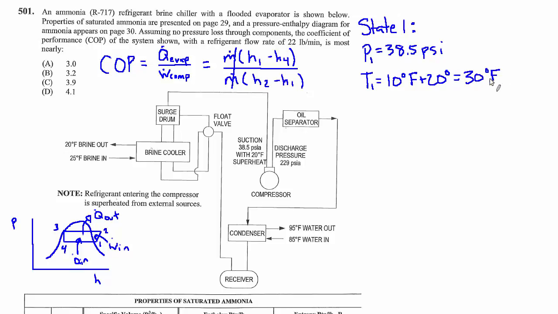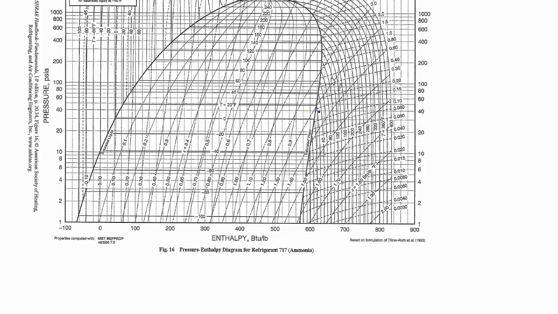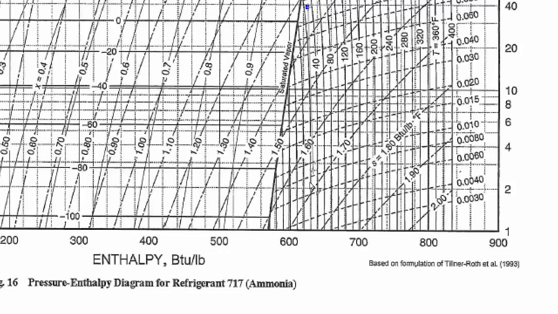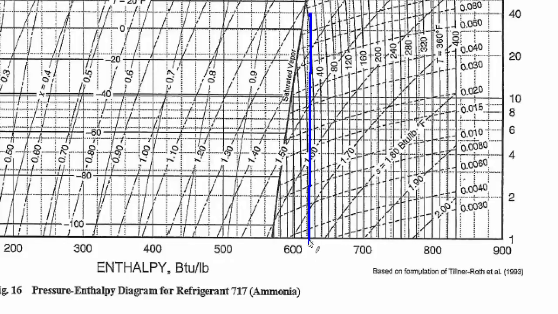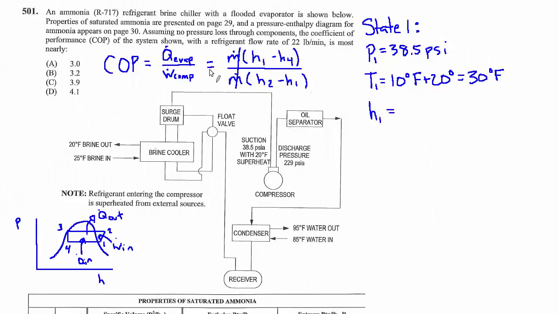And now we know two things about that state. That's enough to spot it on the chart, and we should be able to grab h1. So let's go ahead and do that. Okay, so zooming in, 38.5 is just below 40, and 30 degrees, that brings us to about right here. And now we want the enthalpy, so I have to zoom back out. So we need a line vertically straight down. Vertically straight down, I'm going to say that's about 620. So h1 equals about 620 BTU per pound.